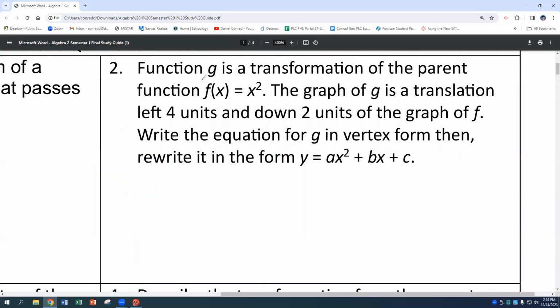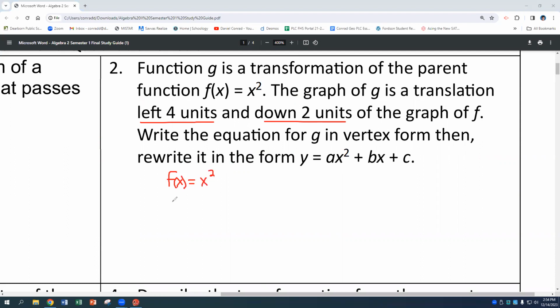All right, number 2, function g is a transformation of the parent function, f of x equals x squared. The graph of g is a translation 4 units left, 2 units down of the graph f. Write the equation for g in vertex form, and then rewrite it in standard form. All right, so here's what we're going to do. F of x equals x squared.